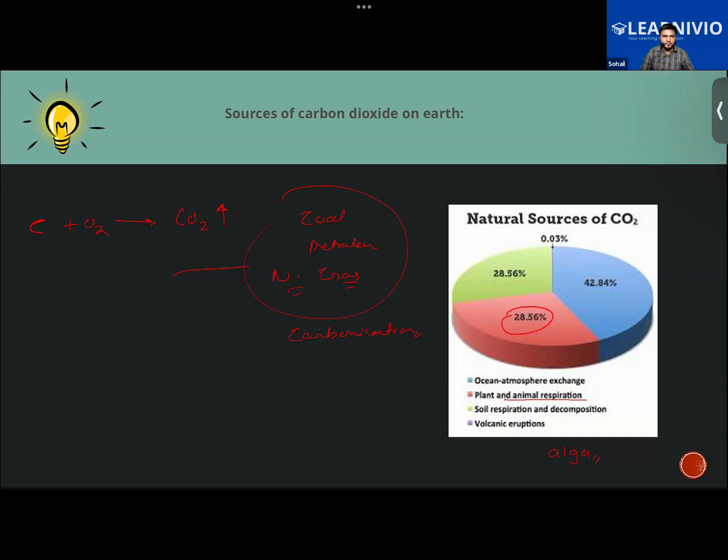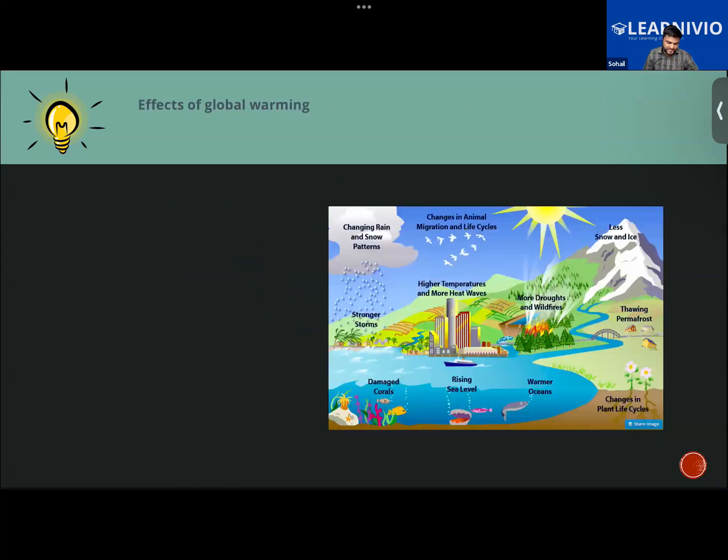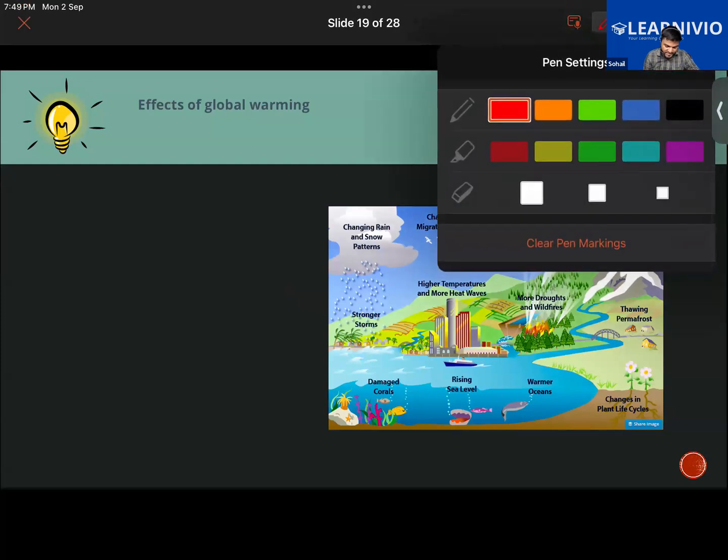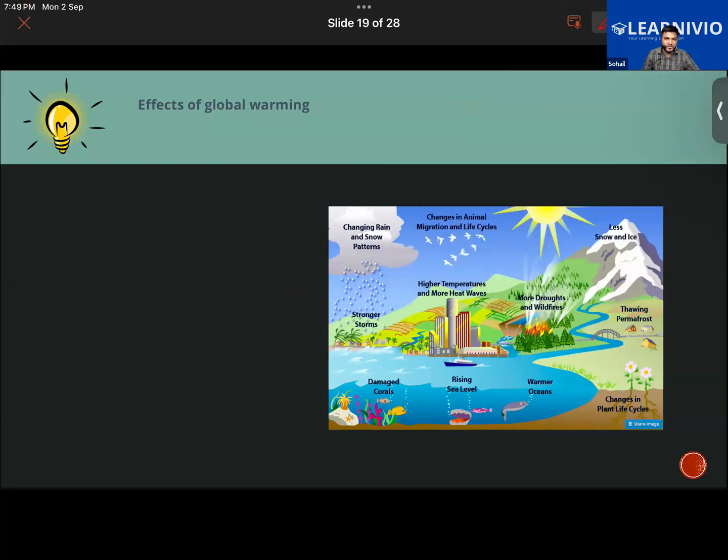Yeah. So these are some of the different sources of carbon dioxide in the atmosphere: due to burning of fossil fuel, due to respiration done by the plants and animals, and from oceans also lots of carbon dioxide will be released into the atmosphere. Now let us understand about the effects of global warming. As we were learning about global warming moments ago, there are different effects of global warming.